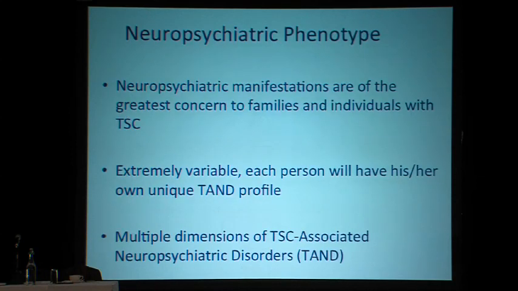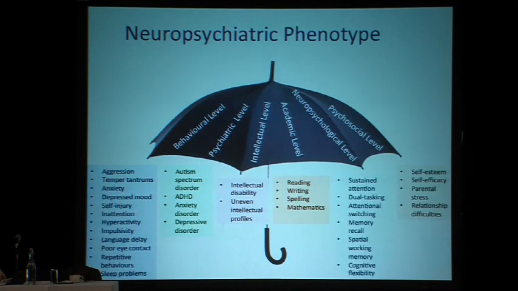Then looking at the neuropsychiatric phenotype, when you actually speak to families and individuals with TSC, despite all these physical manifestations, they will tell you that their number one concern is actually the neuropsychiatric manifestations. It's extremely variable, and no two individuals seem to present with the same neuropsychological problems and difficulties. What also adds difficulty here is that there are multiple dimensions of TSC-associated neuropsychiatric disorders, or TAND.